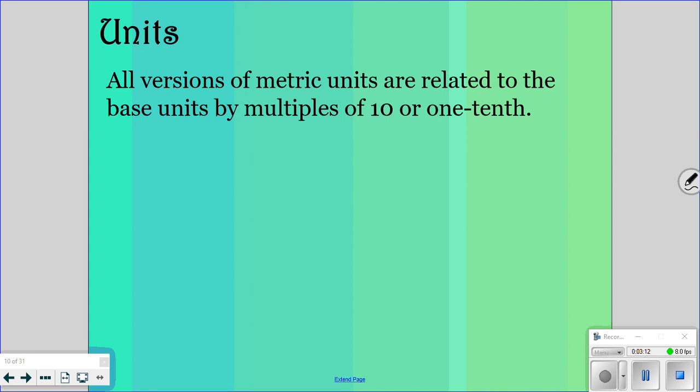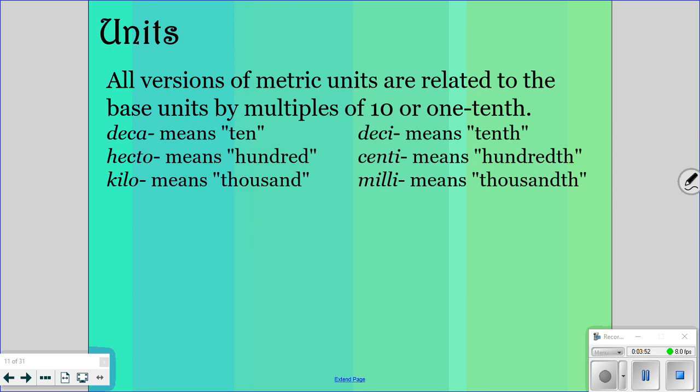All versions of metric units are related to the base unit by multiples of 10 or 1/10. Whereas we have 1 foot is 12 inches, and then 1 yard is 3 feet, and a mile is 5,280 feet, they aren't strange numbers like that. 100 centimeters is 1 meter, or 1,000 meters is 1 kilometer. They're differing by base 10 to a power.